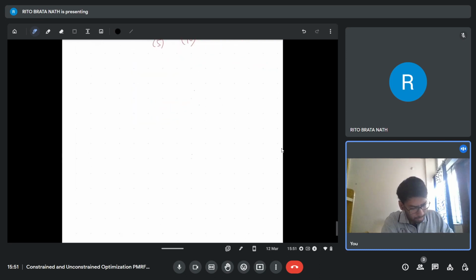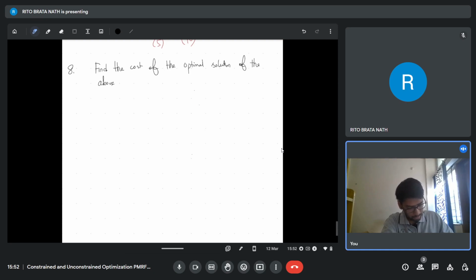Okay, so the next problem is: find the cost of the optimal solution of the above transportation problem by UV method.